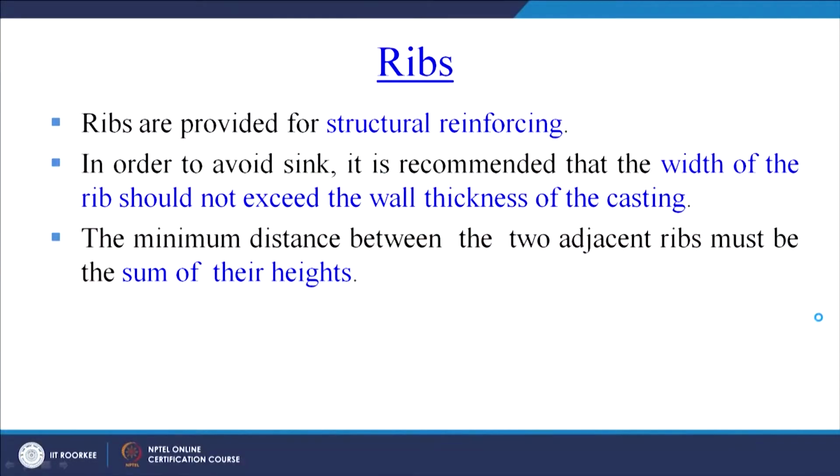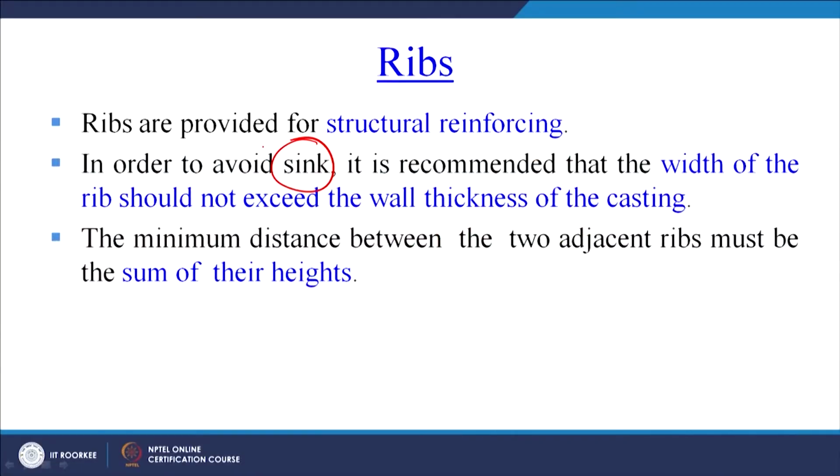So we have seen things which we must keep in mind. First is the selection of the material for the die casting process. The second is related to the wall thickness. The third is related to the ribs. Ribs are provided for structural reinforcement. In many products you will see ribbed structures also. In order to avoid a sink, what is a sink, we will see in the next diagram with the help of a figure.